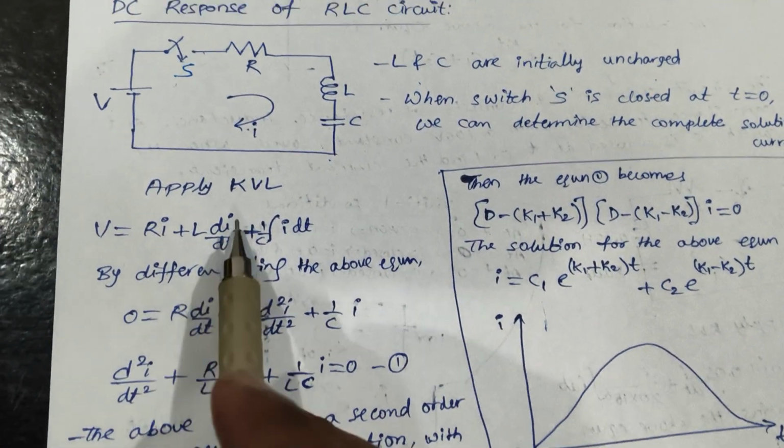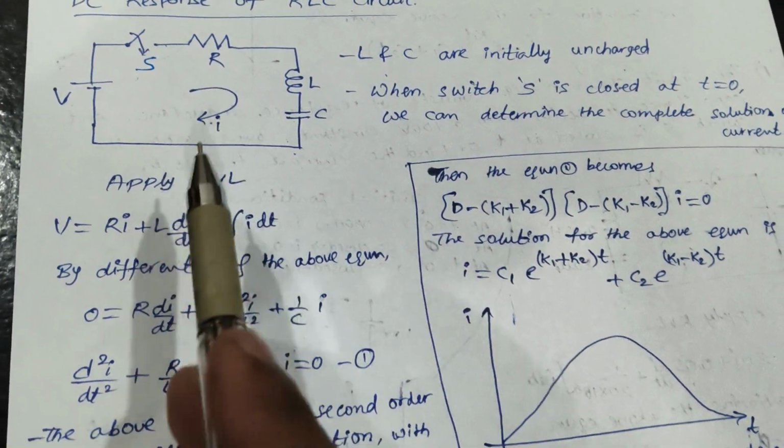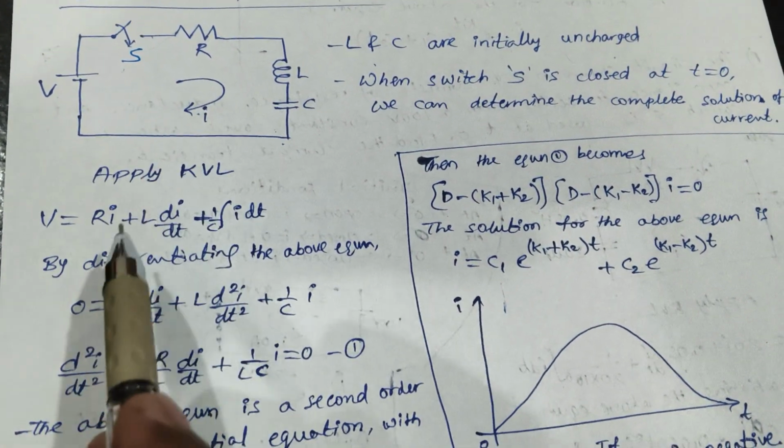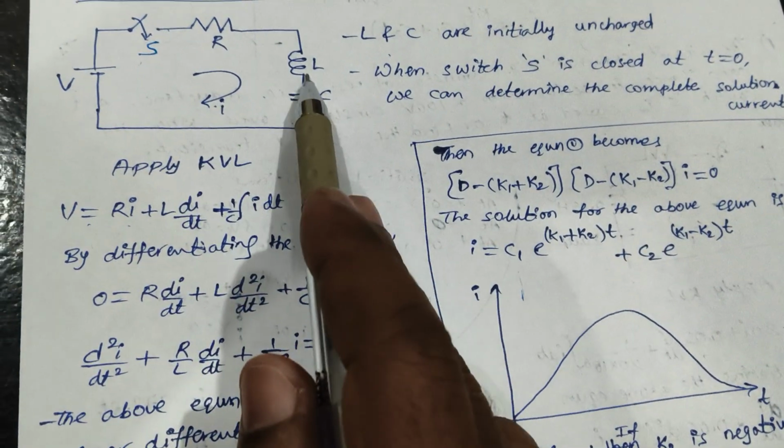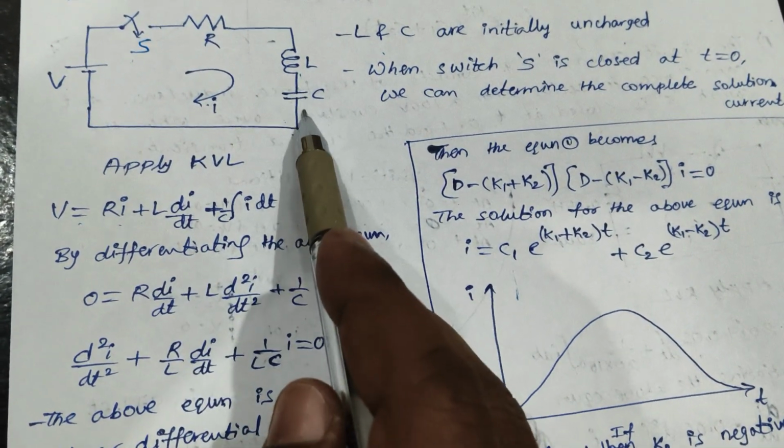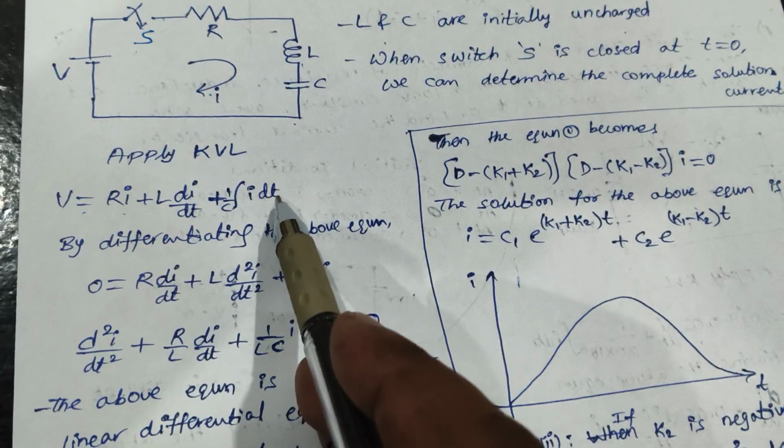As the first step, what do we do? We have to apply the KVL to this circuit when the switch is closed at t equal to 0. So V is equal to R into I plus voltage across inductance, which is L into di by dt, plus capacitance, 1 by C integral I into dt.